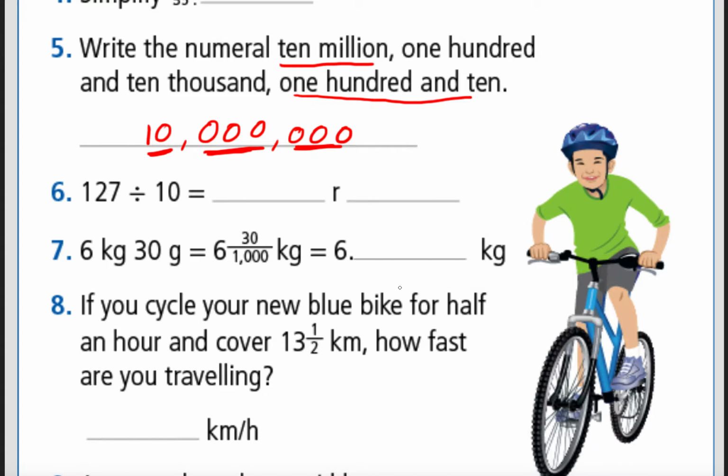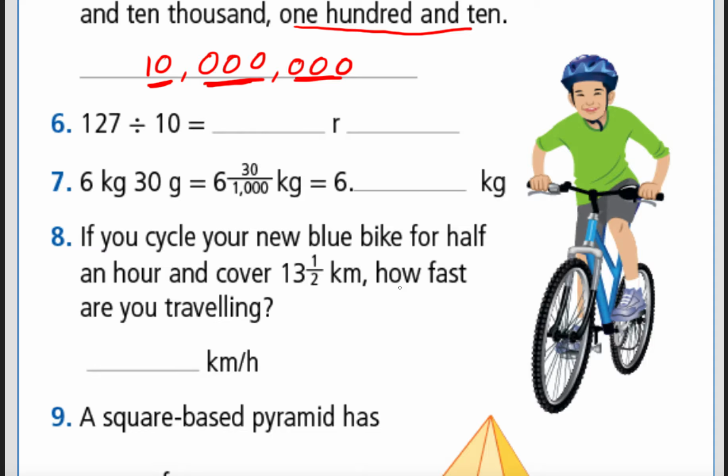Number 7, we've 6 kilograms and 30 grams is the same as 6 and 30 over 1,000 kilograms. So to show thousands in decimals, we need 1, 2, 3 places, and we need to put 30 in here. And we always put it as far to the right as it'll go. So we'll fit the 30 in there, and we'll have to fill in that empty space with a 0.